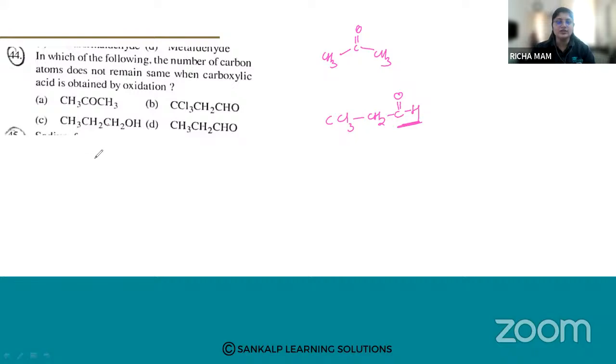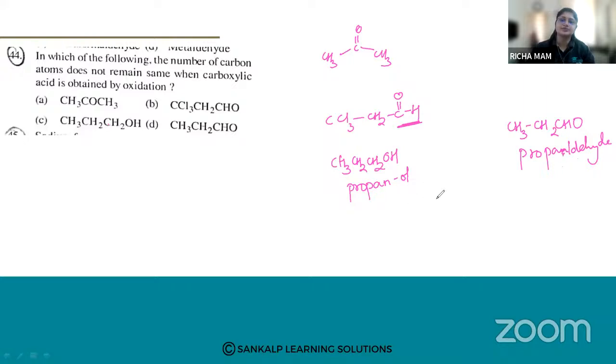Then here you have 1, 2, 3: CH3CH2CH2OH, so it is propanol. Then you have CH3CH2CHO, so this is propanaldehyde. Now here, acetone. So how will we write here? In which of the following does the number of carbon atoms not remain the same when a carboxylic acid is obtained by oxidation?